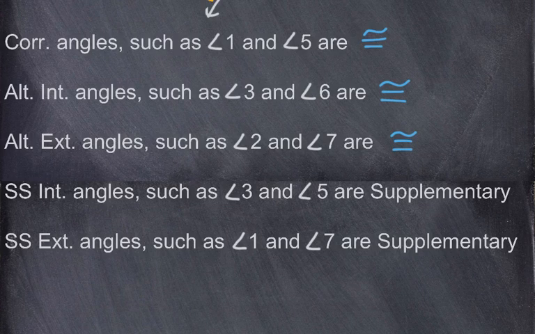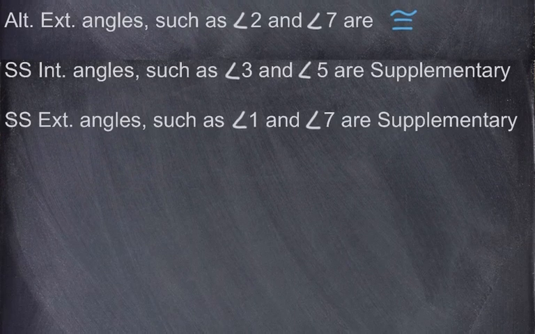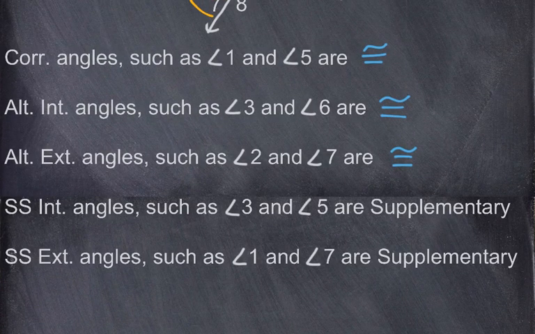Corresponding angles are congruent. Alternate interior angles are congruent. Alternate exterior angles are congruent. Same side interior angles are supplementary. Same side exterior angles are supplementary. Now what we're going to do is apply that to a couple problems here.